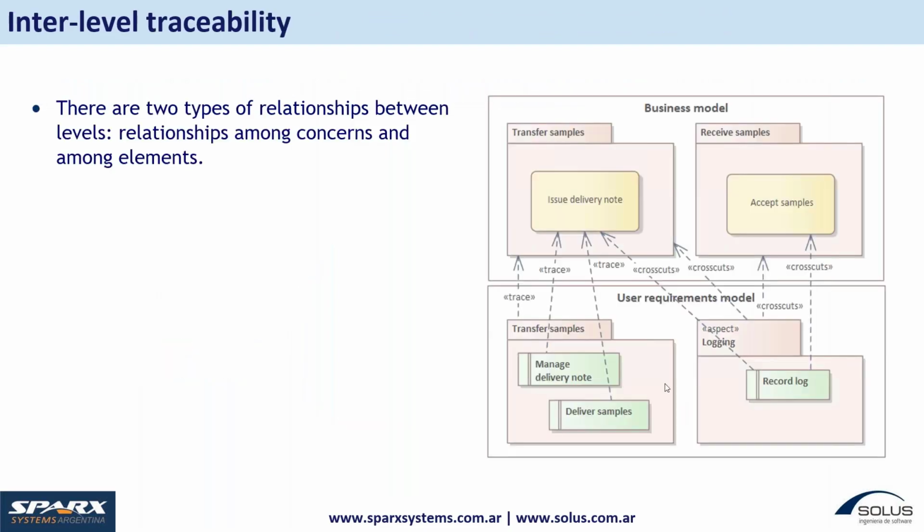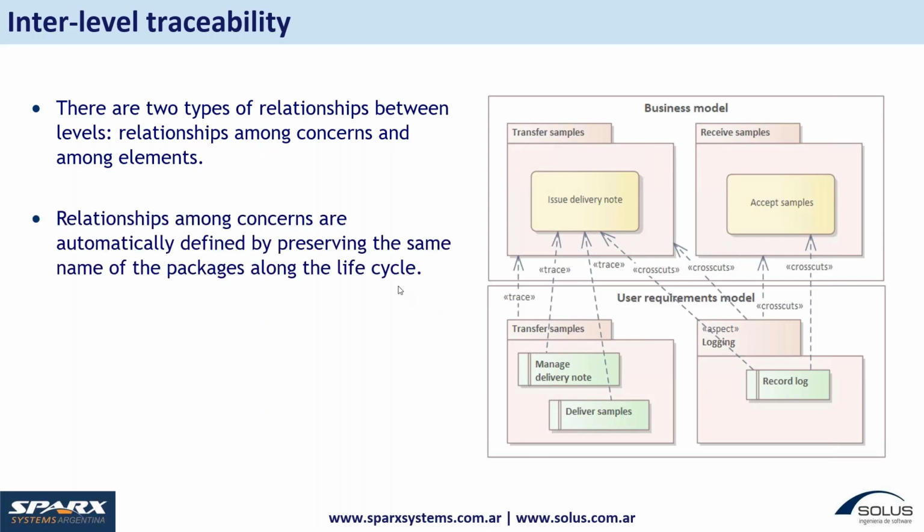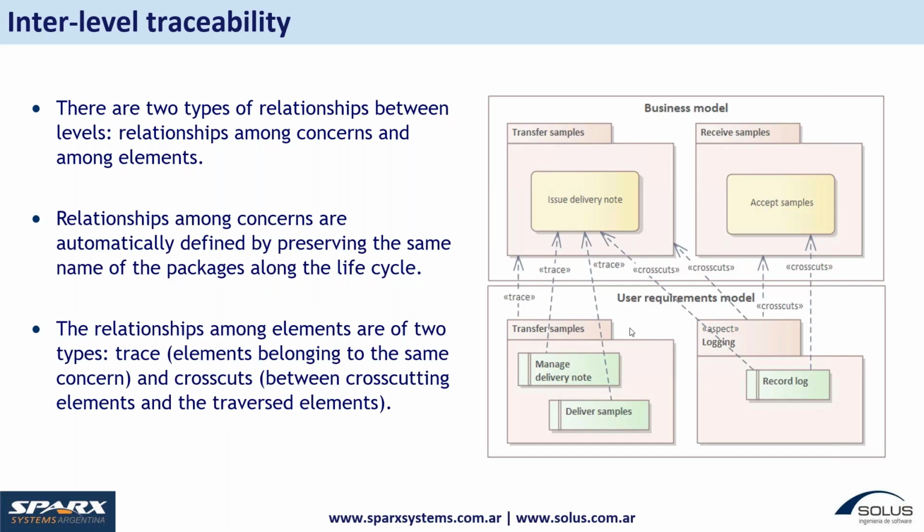In this case, if we see both levels of abstraction, we'll have activities in the previous model, in the business model, requirements in the user requirement model, and Enterprise Architect can trace requirements belonging to the same packages, because following the name of the packages it can detect that some requirements must be traced with the activities of the previous models. But in the case of aspects, we have to manually connect the requirements with the elements of the previous model. We have two kinds of relationship here: trace and crosscuts.